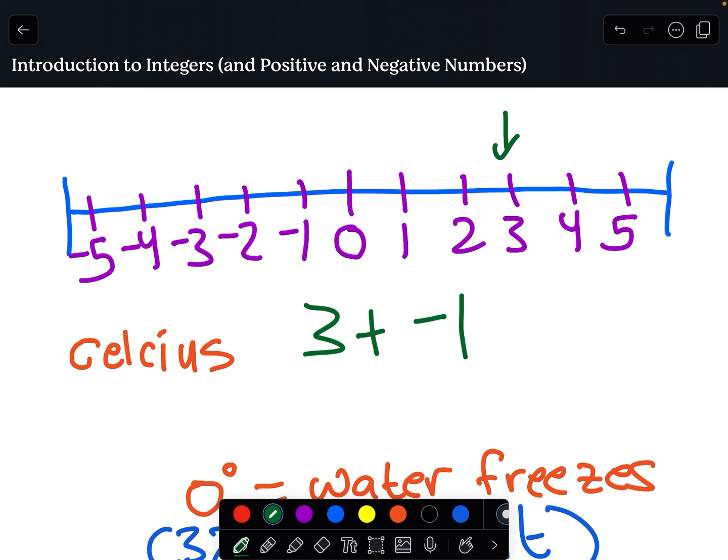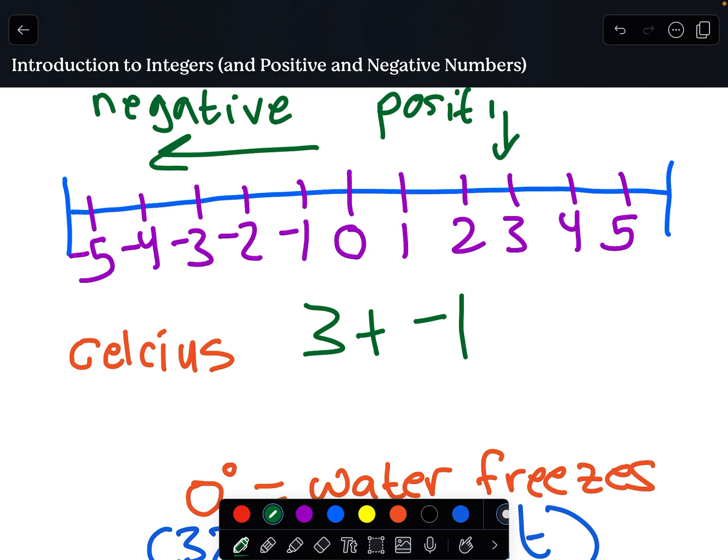Well, you could think of it like this. Negative on a number line means you go left. And positive on a number line means you go rightward. Okay? So 3 plus negative 1 means 3, and then you go left. You're going in the negative direction. So 3 plus negative 1 actually equals 2.